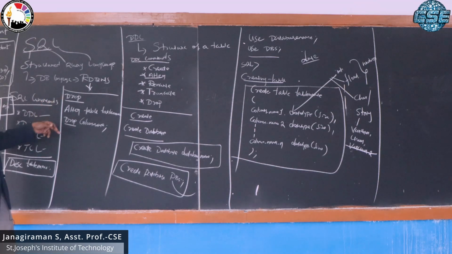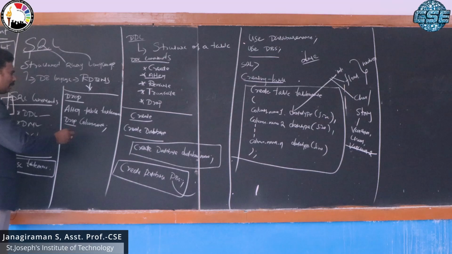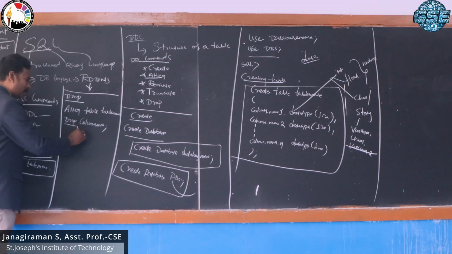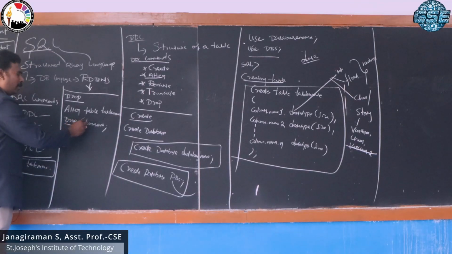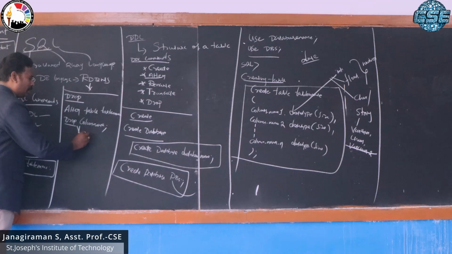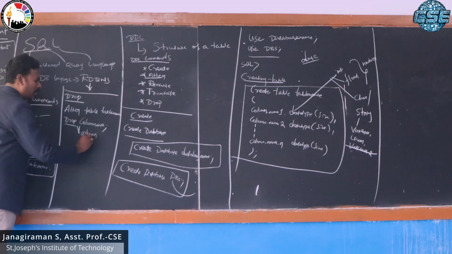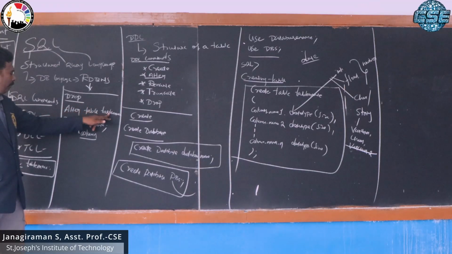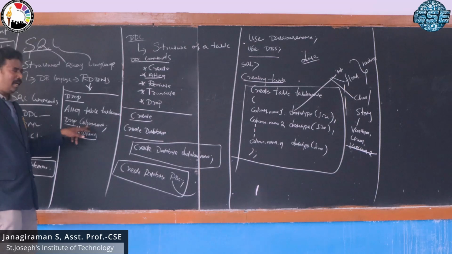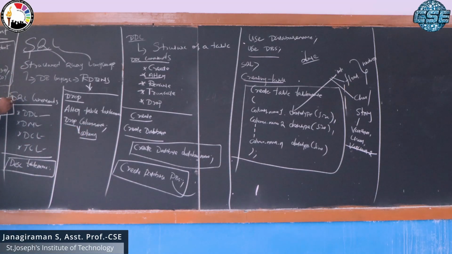In MySQL, suppose if you use Oracle, the statement will slightly vary. Here, between the drop and column name, you will have a special keyword called column. Okay, but I'll go with MySQL. For dropping a column: alter table name, drop column name. I just want to drop this particular column, age.